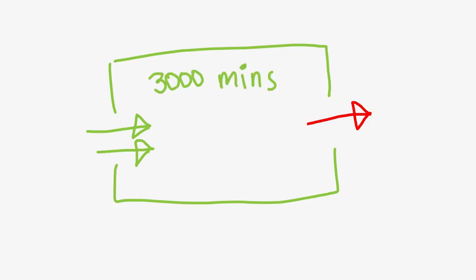Let's take a look at a simple problem that involves an invariant. A room is initially empty. Every minute, either 2 people enter or 1 person leaves. After 3,000 minutes, could the room contain 301 people?